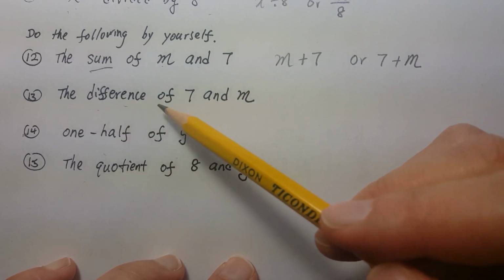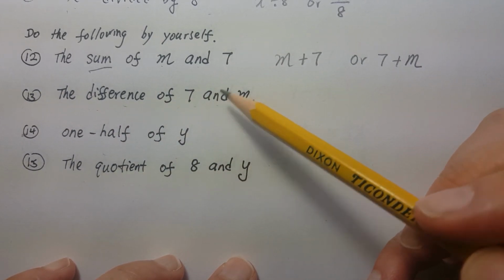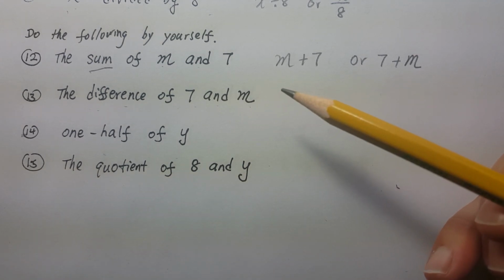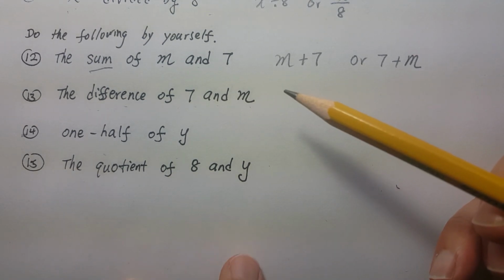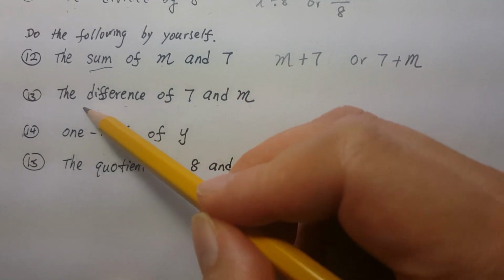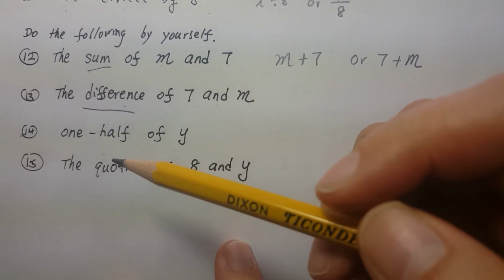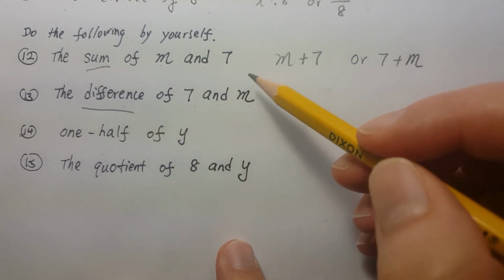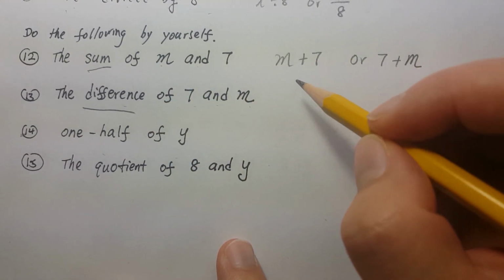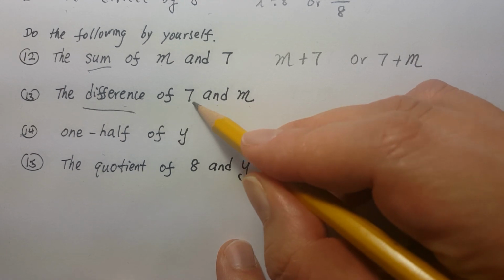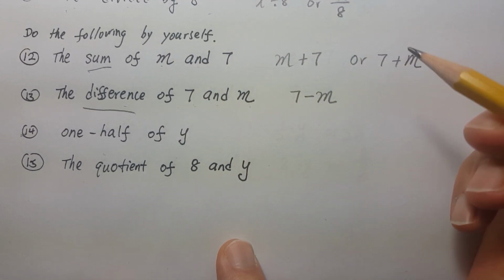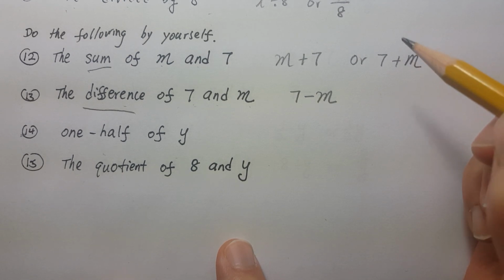The difference of 7 and m. So now you are going to look at the keyword difference. The difference is going to be subtraction. Which one comes first? 7. So 7 minus m. You can't swap the order.